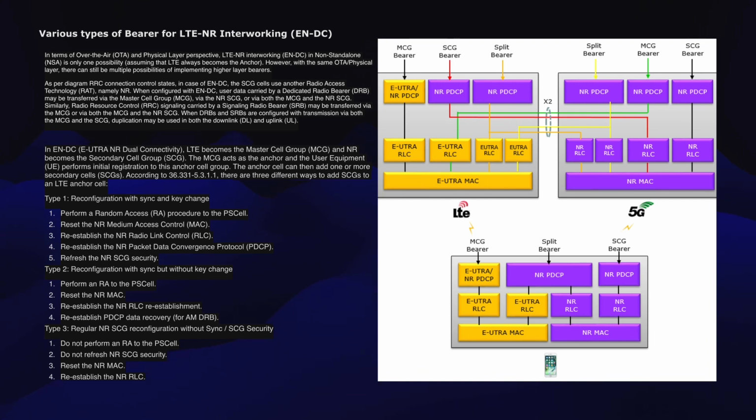Type 2. Reconfiguration with sync but without key change. Perform random access to the PSCell. Reset the NR MAC. Re-establish the NR RLC. Re-establish PDCP, data recovery for AM DRB. Type 3. Regular NR SCG reconfiguration without sync or SCG security. Do not perform random access to the PSCell. Do not refresh NR SCG security. Reset the NR MAC. Re-establish the NR RLC.